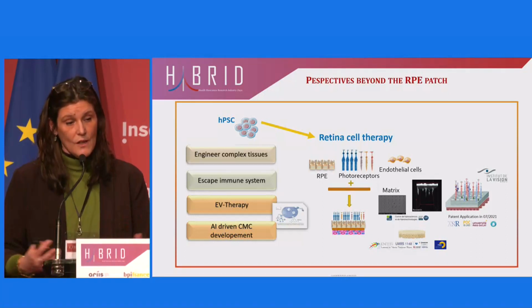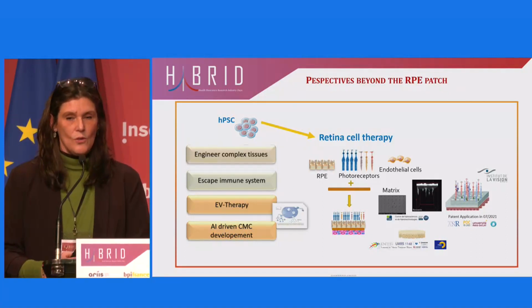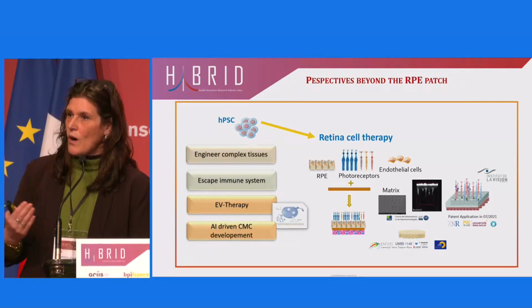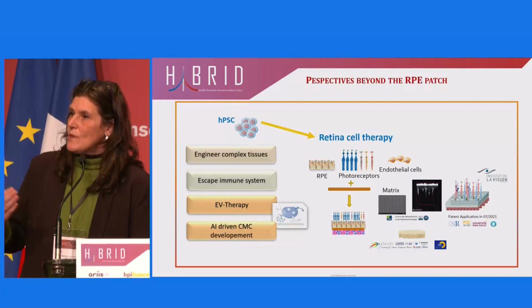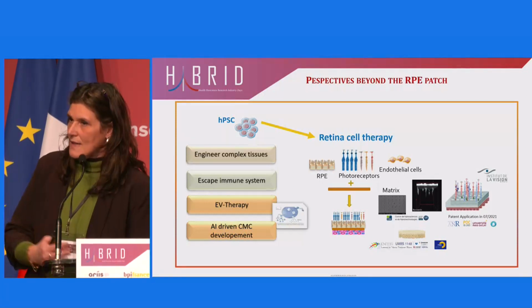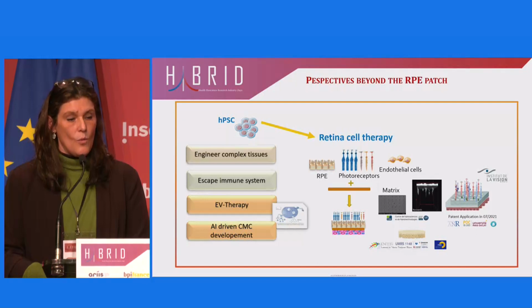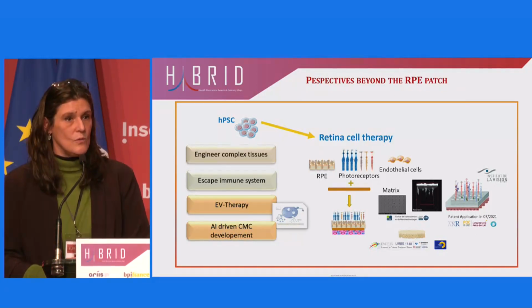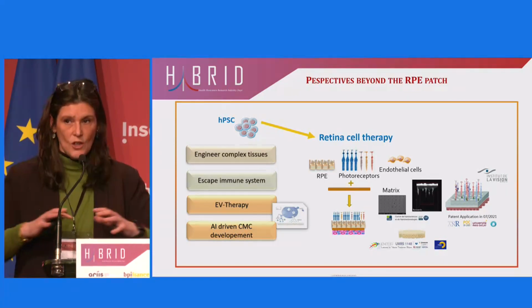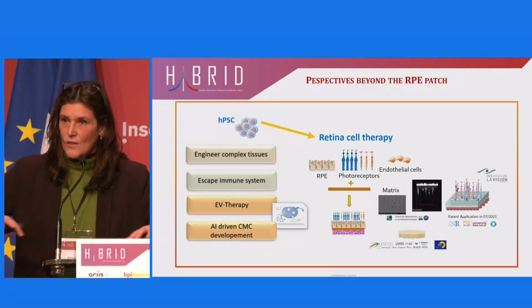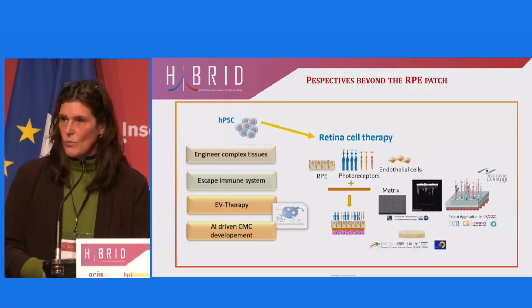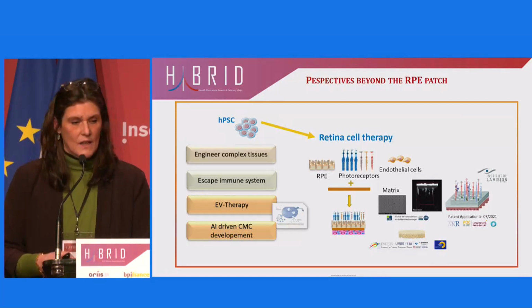We're also working a lot on trying to escape the immune system, so working on getting immunotolerant cells by different approaches. Also eventually combining extracellular vesicle therapeutics to maybe decrease the inflammation and prepare the host environment, and also trying to improve the quality control by using some artificial intelligence.